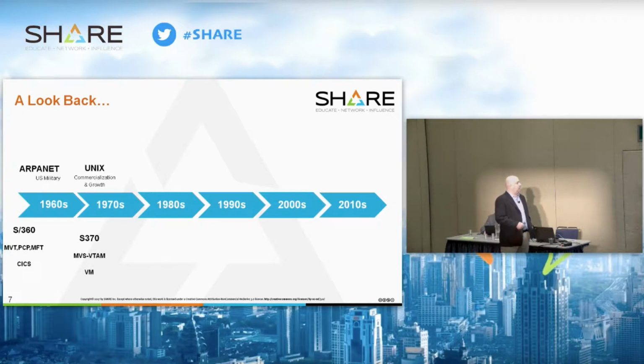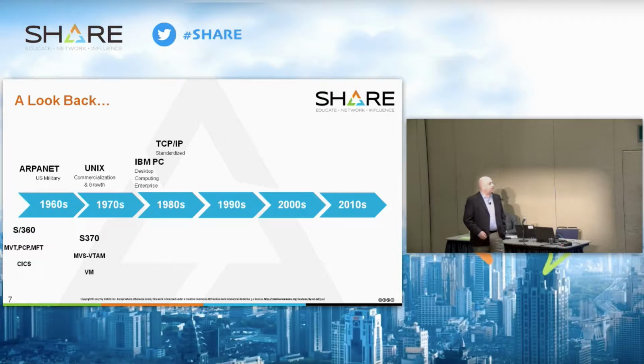You started seeing the advance of minicomputers, midrange systems with Unix, and the S/370. You had VM, VTAM coming about in the 70s. You had in the 80s the IBM PC came into the enterprise, into the business, and became a standard on the desktop, and that was very transformative. TCP/IP was standardized, and then you had the continued evolution of the mainframe. You had DB2 come out in the 80s.